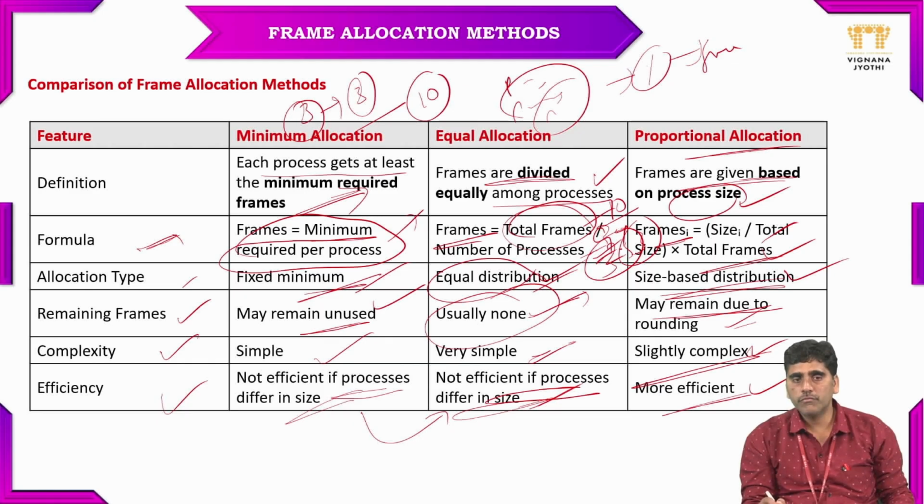So this is the way we compare the frame allocation methods: based on the minimum number of frames required, equally distributed frames, or frames allocated based on process size. These are the different comparisons of frame allocation methods. I hope all of you understand these topics.